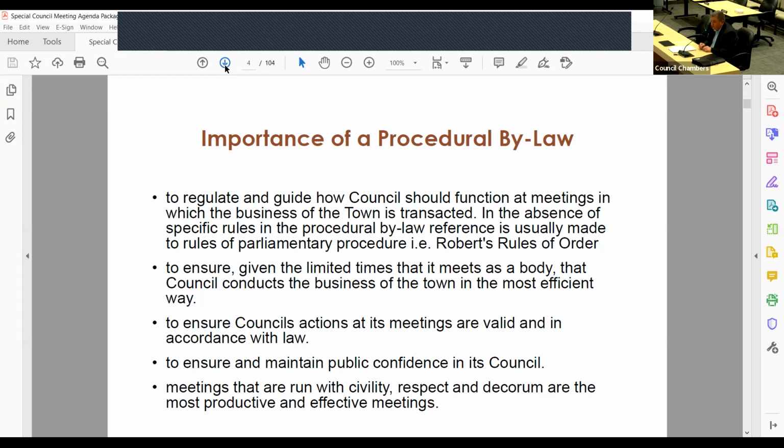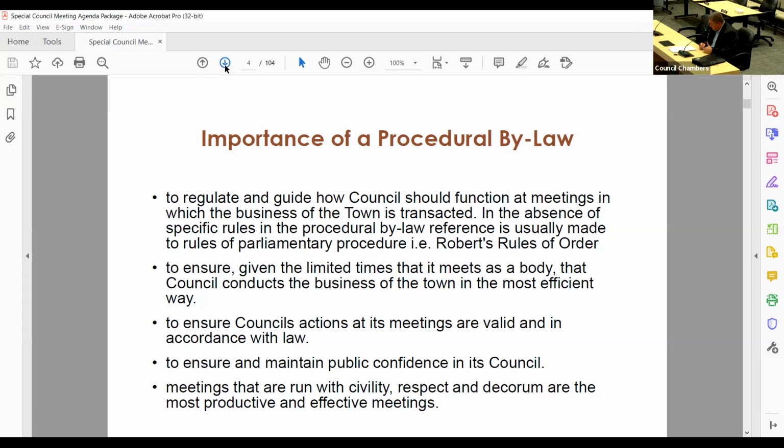Another important function is that the meetings be seen by the public as being run efficiently, and that certainly helps to build trust and confidence by the public in its council. And then certainly meetings that are run in accordance with the procedural rules and with respect to decorum and civility tend to be your most productive and effective meetings. Next slide.